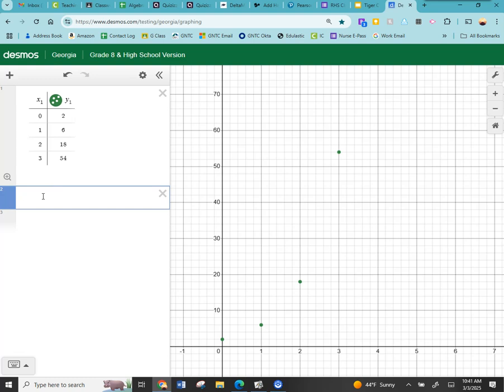Is everybody to this point? You have the table and you have an adjusted graph. If not, lean to a neighbor.